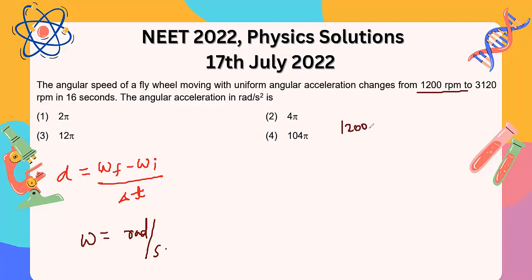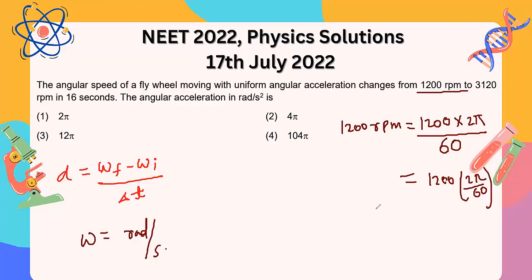So 1200 RPM is 1200 revolutions in 1 minute. That means it rotates 1200 times 2 pi angle in 1 minute. In 60 seconds it rotates 1200 times 2 pi radians, so I divide by 60 seconds to get how much it rotates in 1 second. Basically, I have to multiply the RPM by 2 pi upon 60.